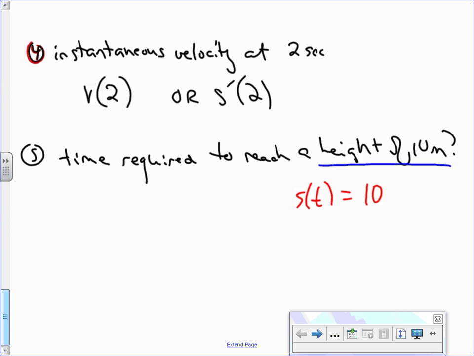Does everybody see? So you're going to get this parabola, this quadratic, equal to 10, and you're going to need to solve for t. Quadratic formula, factoring, any of the methods, use your calculator to graph it, find the answer to this by whatever method seems appropriate. Okay?